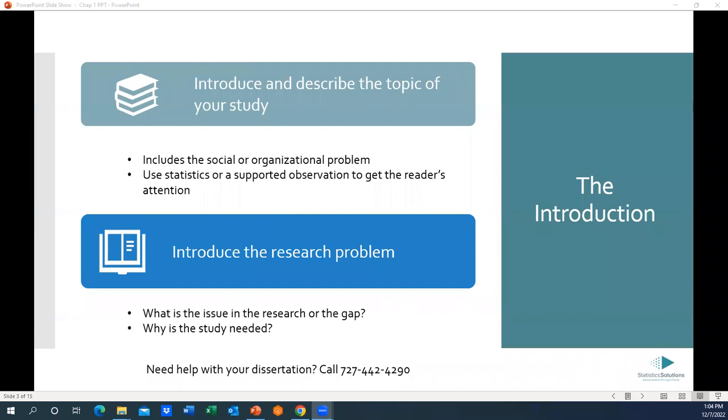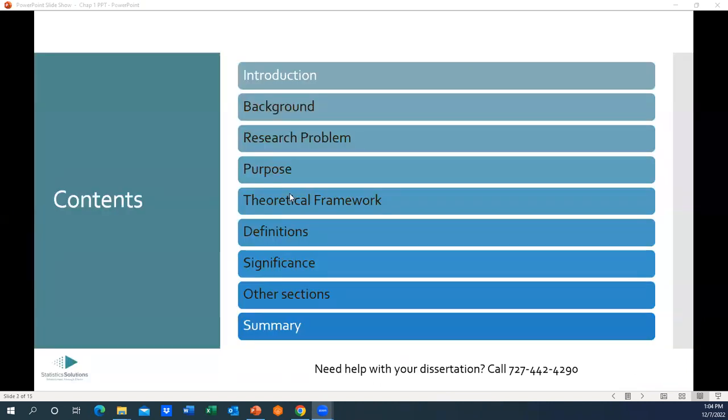So the introduction, just to pull back for a minute and give you a bigger view of what chapter 1 is and its purpose. I think it's best to think of chapter 1 as kind of like a blueprint for your study. It answers 3 big questions and discusses details about them, which is the what, why, and the how, right?